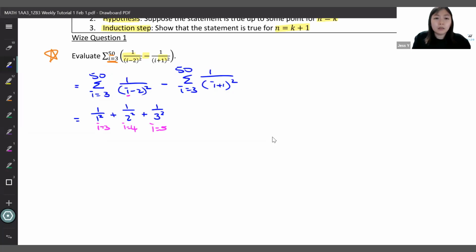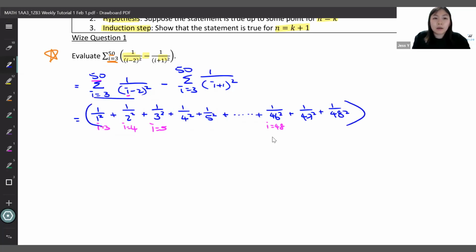You can list out a few of these, so I'm just going to list out a couple more so I see what the pattern is. Let's pretend we stop there, and then we're going to keep adding this. And I personally like to write down what happens, not just at i equals 50, but I like to go back a few terms as well. So let's pretend when i equals 48, what happens? Well, it's going to be 1 over (48 minus 2), which is 46 squared. Then we're going to have 1 over 47 squared. And then finally, when i equals 50, we're going to have 1 over 48 squared, right? So this is what we get from the first sum.